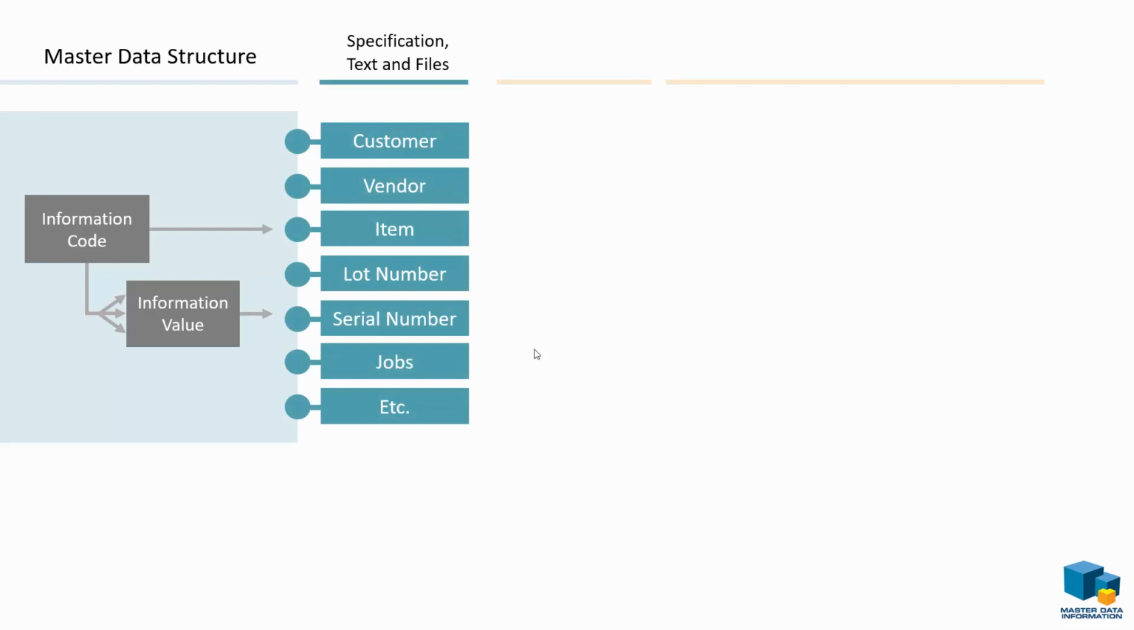Those information values, or the information code directly, can be attached to specifications, or attached as specification text and files, to many different entities in Business Central. Items, customers, vendors, lot numbers, serial numbers. All over Business Central, you can attach this information as specification text and files.